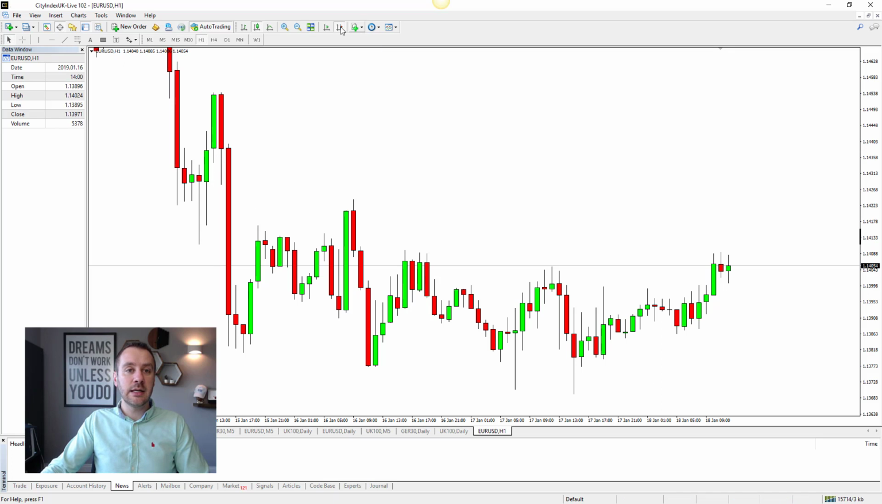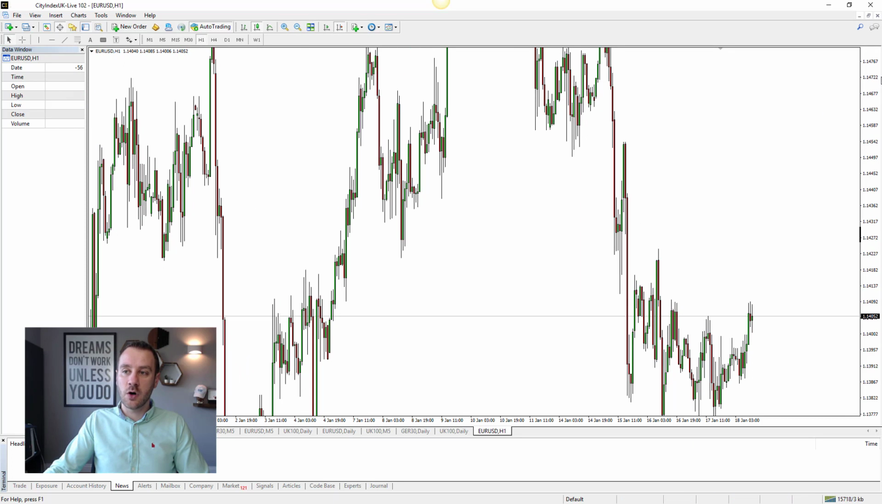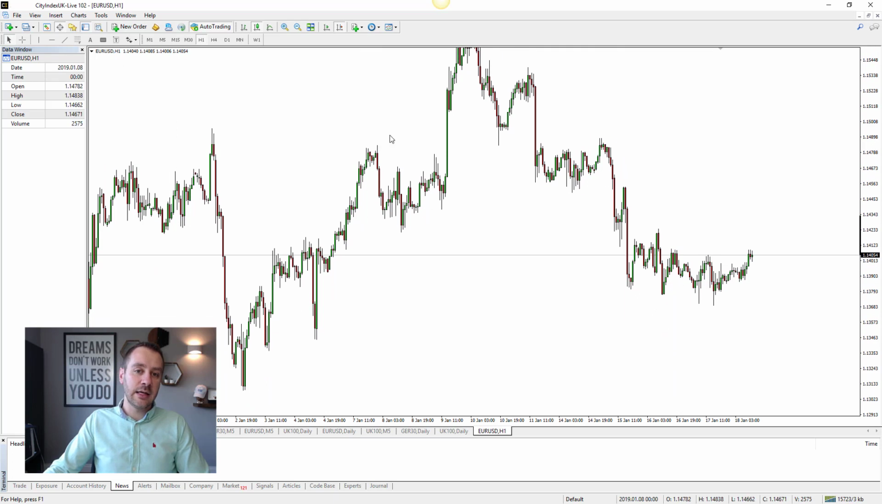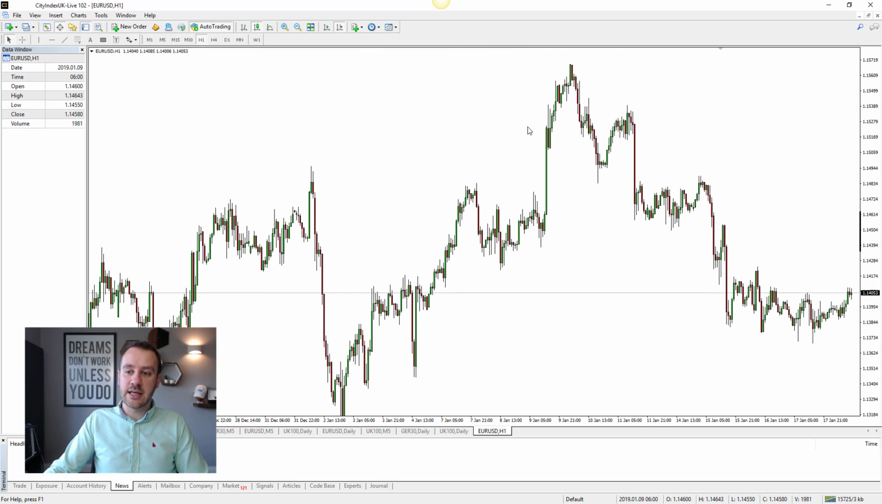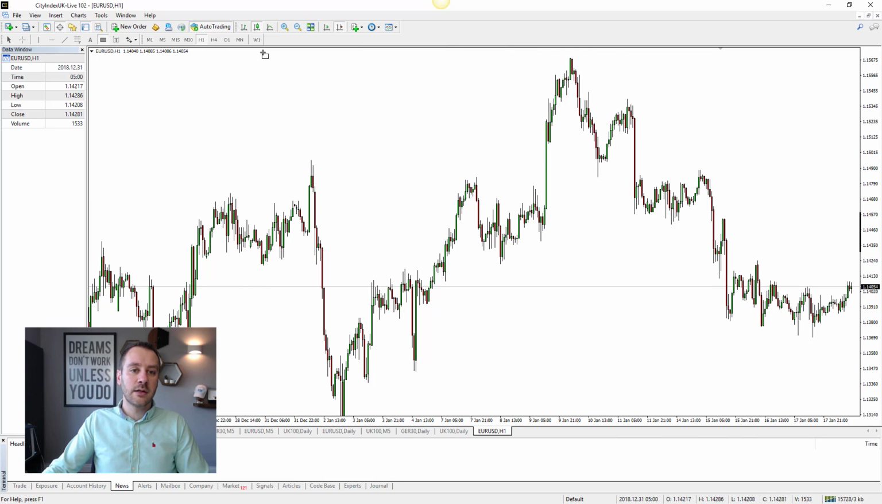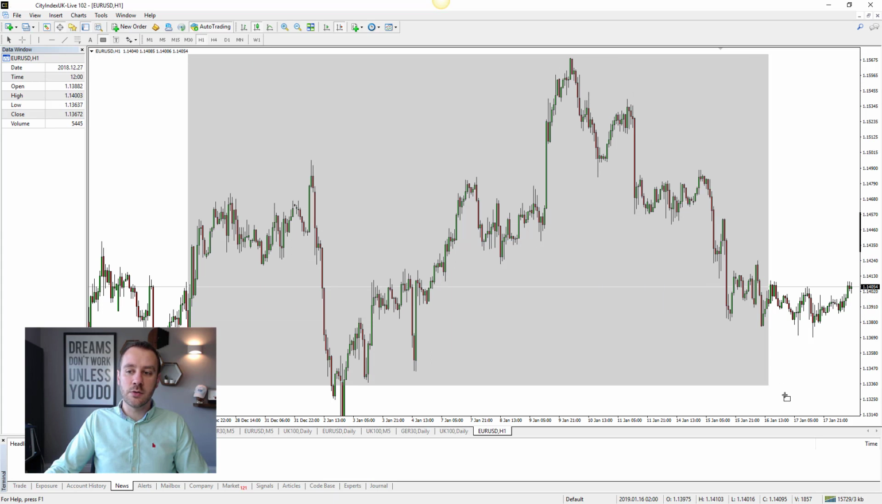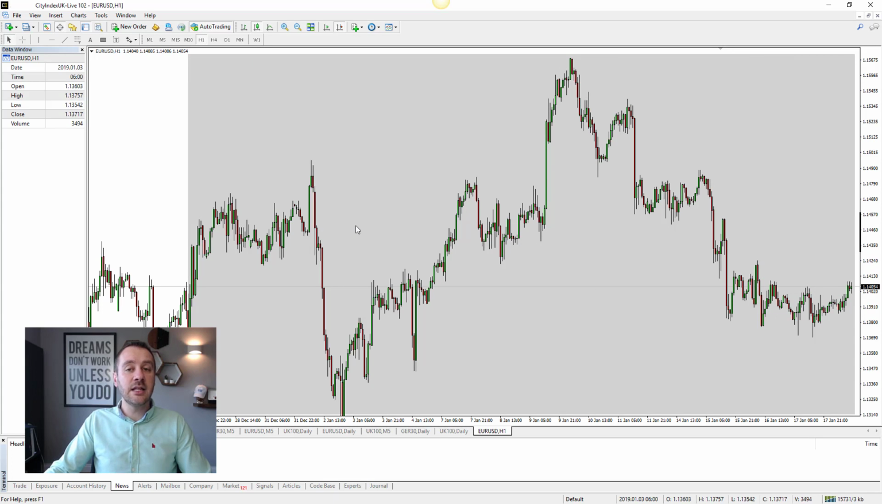Now what we're going to do is forward test. All you're doing for forward testing is you are imagining that there is a section of the screen, so let's take this whole section here, that is in the future.